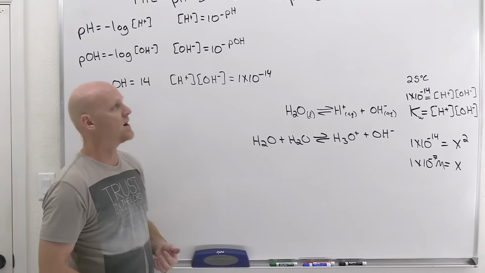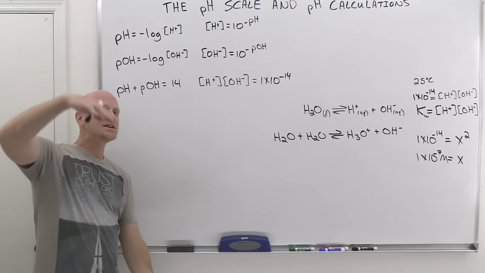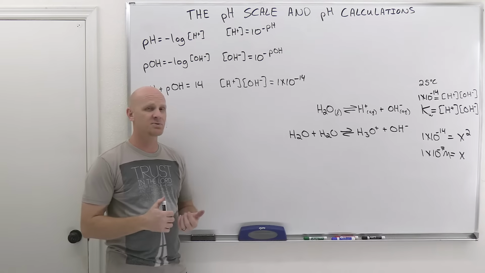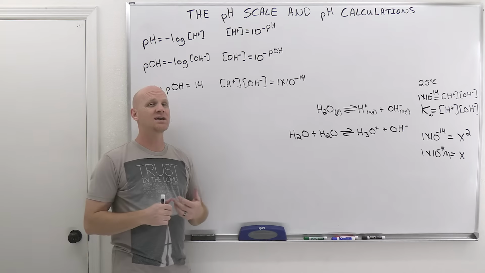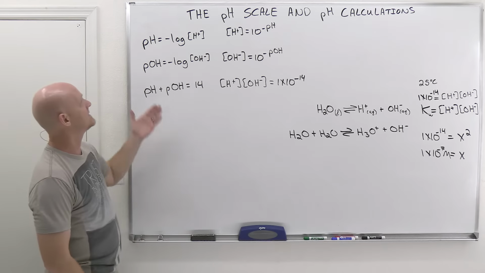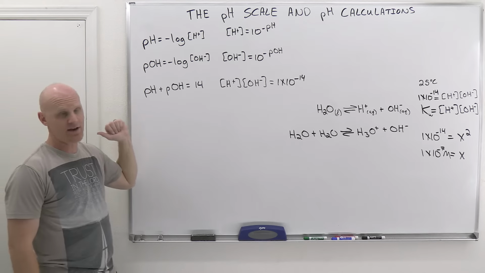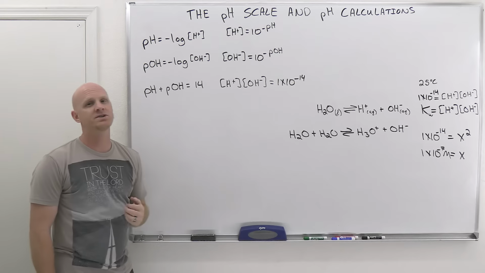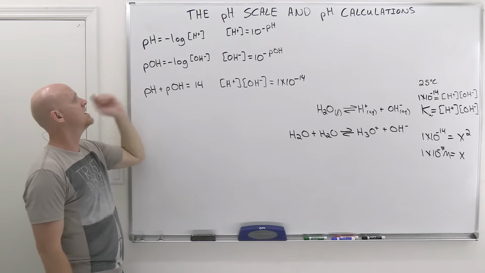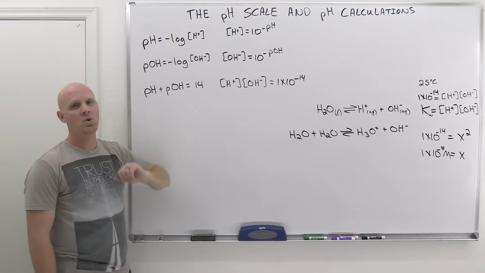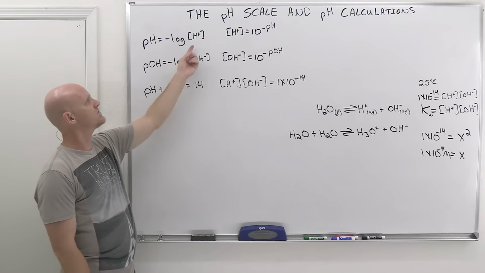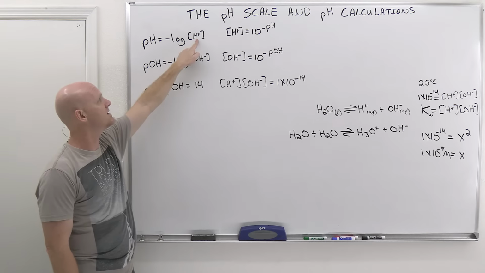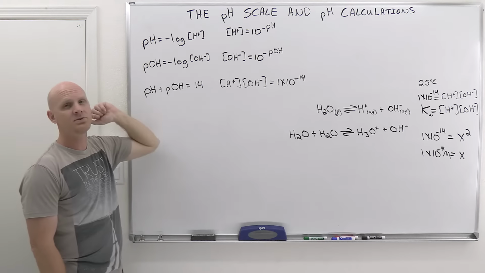And it turns out there's such a wide range of concentrations that are possible here that it's much easier to use a logarithmic scale. And so this logarithmic scale is the pH scale. So pH is the negative log of the H+ concentration. We also have something called the pOH, which is the negative log of the OH- concentration. And so if you know the H+ concentration, you can plug it in right there, take the negative log, and you get the pH.